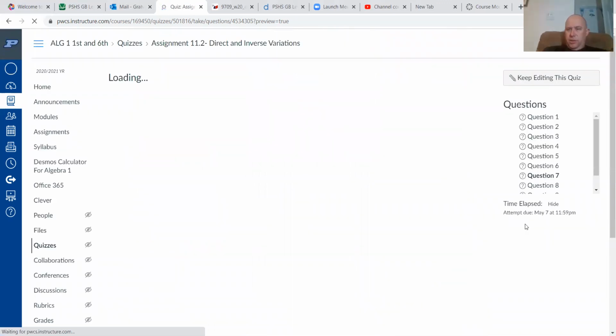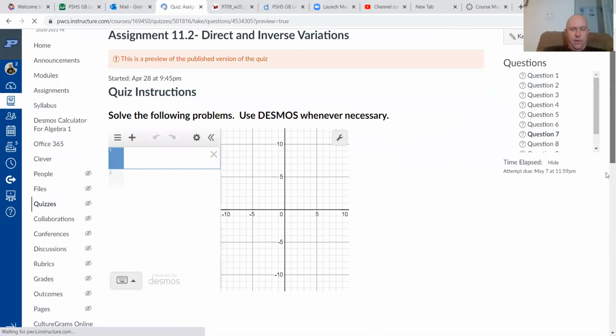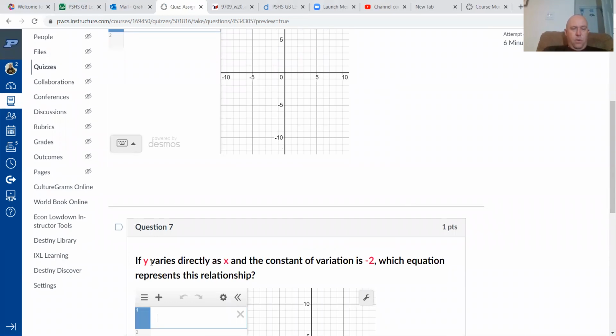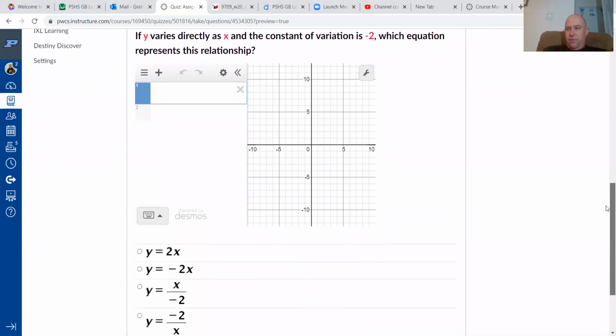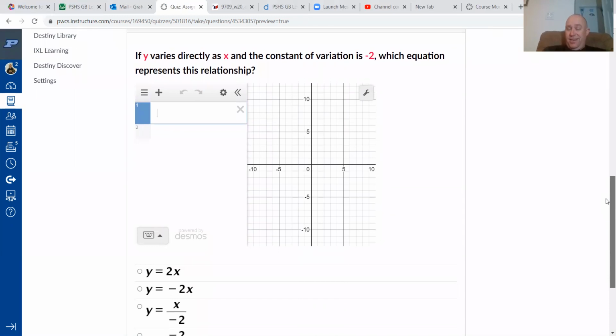All right, next question. Question 7 on mine, I believe 9 on yours. Y varies directly as x, and the constant of variation is -2. Which equation represents this relationship? Now, if we're not sure, there are a few things we can do. We certainly know it's a straight line, and we know it has to have negative slope. If you're not sure, you could actually type some of these in, and that might give you some idea.